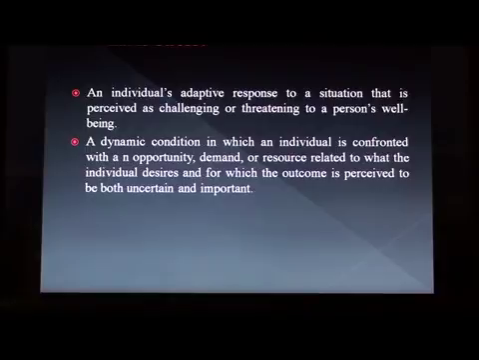It is an individual's adaptive response to a situation that is perceived as challenging or threatening to a person's well-being. It can also be said to be a dynamic condition in which an individual is confronted with an opportunity, demand, or resource related to what the individual desires and for which the outcome is perceived to be both uncertain and important.